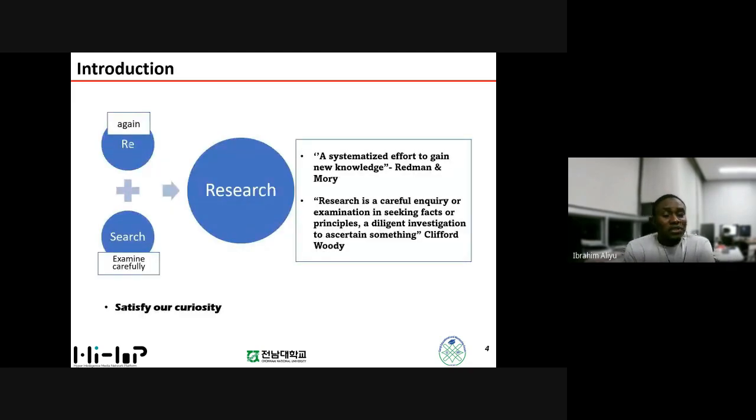So first of all, we begin with what is research. Research consists of two words, re and search. Re means again, and search could mean examining carefully. So we examine carefully again. In a nutshell, it is defined by Redman as a systematic effort to gain new knowledge. It can also be defined as a careful inquiry or examination in seeking facts or principles, or a diligent investigation to ascertain certain things.